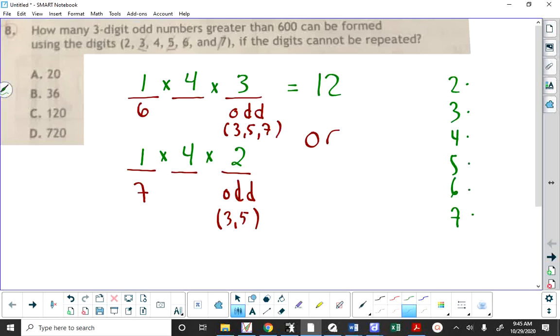So the number of 3-digit odd numbers greater than 700 is 8. And again, the word or means add together. So if we take 12 plus 8, you get 20. So the correct answer must be A.